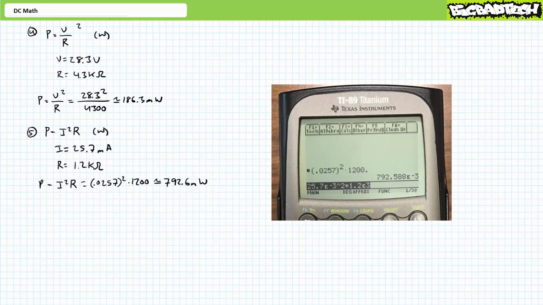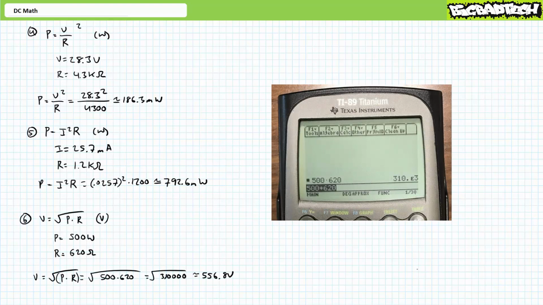Our next problem asks us to solve for P in units of watts, where P is equal to I squared R. Enter this as 25.7 EE-3 raised to the second power times 1.2 EE3. Press enter. Expressed using proper engineering format, rounded to the tens place, yields a final result of 792.6 milliwatts.